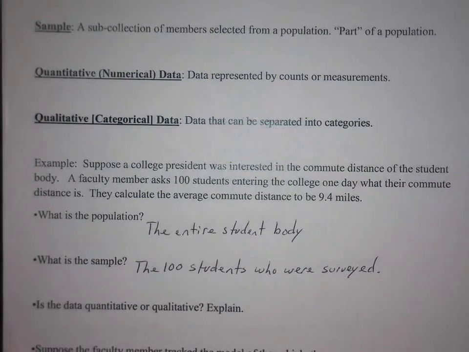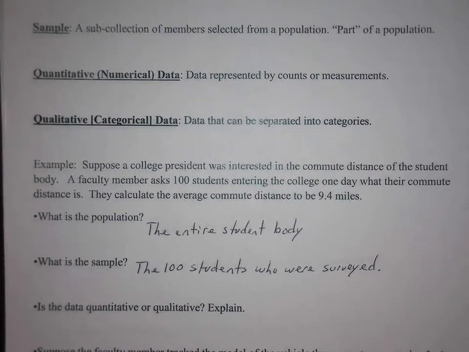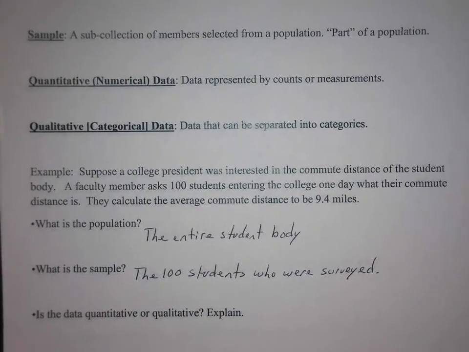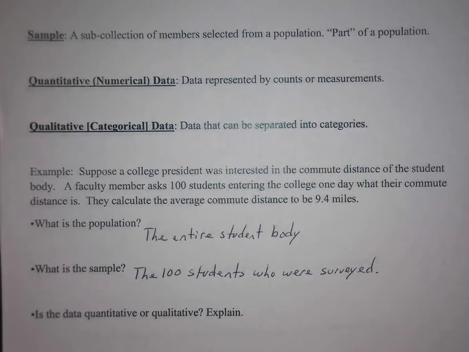Okay, and then it asks what type of data this is. Is it quantitative or qualitative? Well, looking at the definitions of those two types of data, quantitative has the word quantity in it, and that just means quantity, meaning numbers. So quantitative data is data that can be represented by counts or measurements.